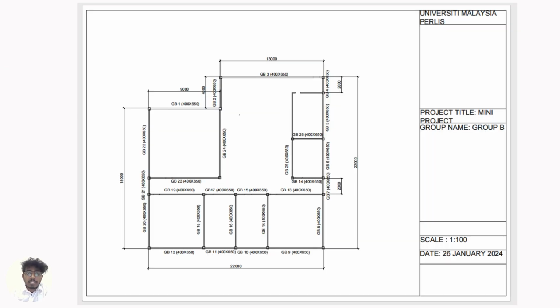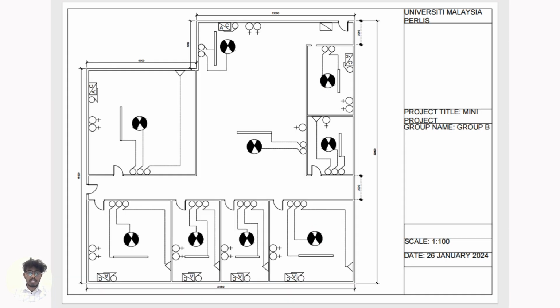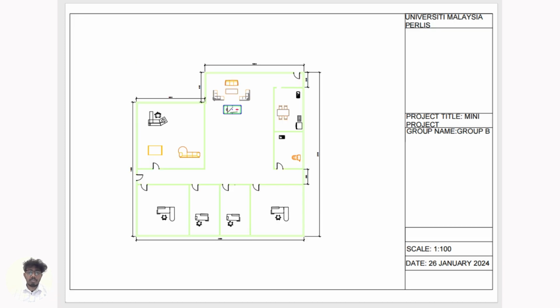The next one will be the floor plan of our project that we have discussed and prepared for you all. This particular slide shows the beam floor plan. The second one will be the electrical floor plan, and the third one will be the furniture floor plan.